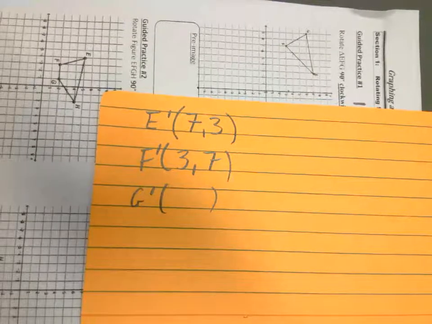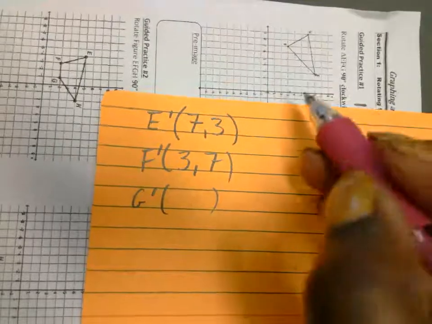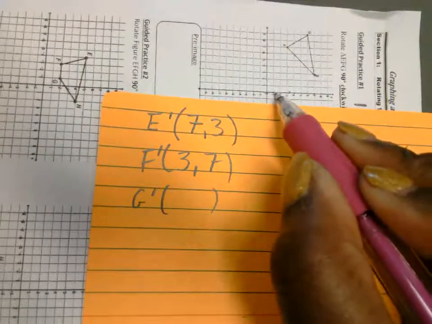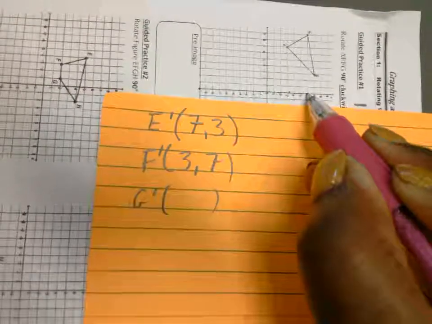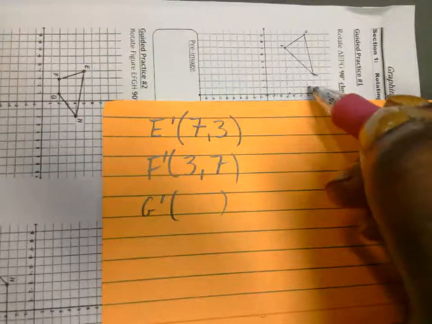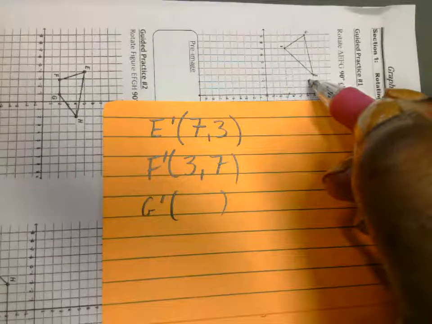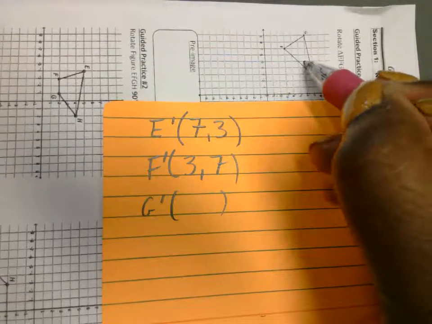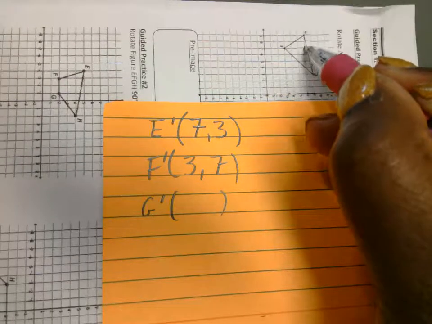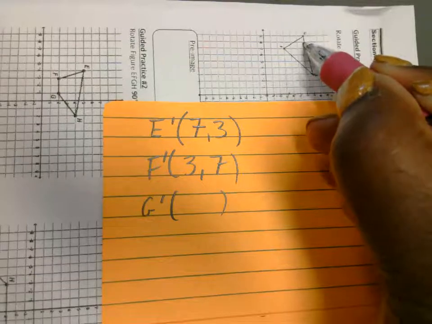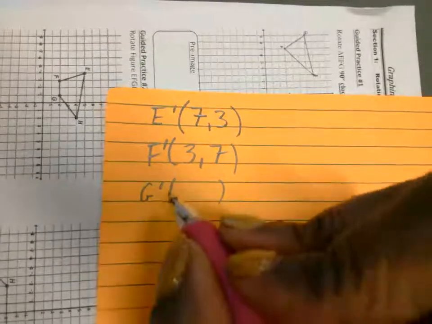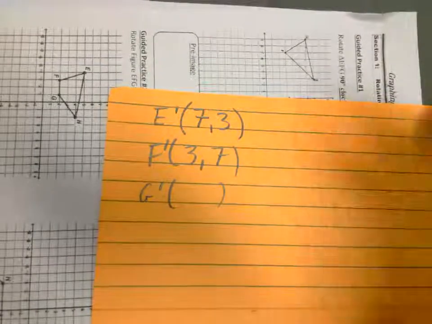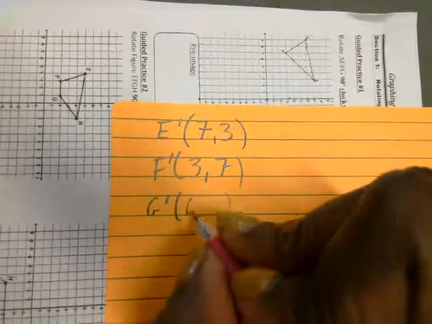All right. What's the new ordered pair for G? Very good, baby. 1, 2, 3, 4, 5, 6. Positive 6 and up. 1, 2, 3, 4, 5, 6, 7, 8, 9. So it's, what I say, 6 and 9.